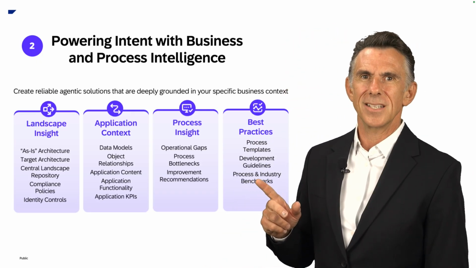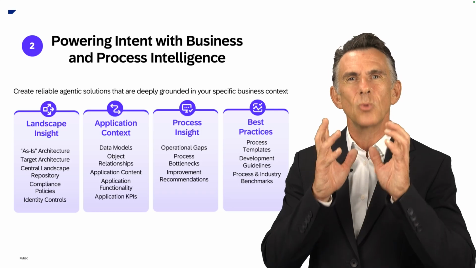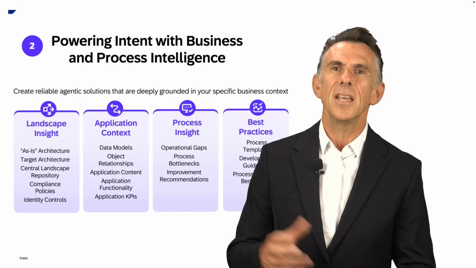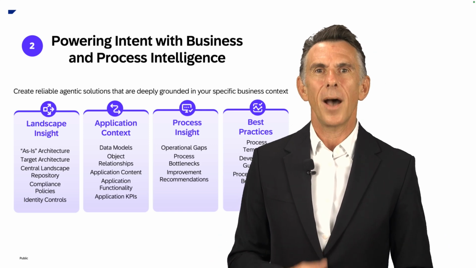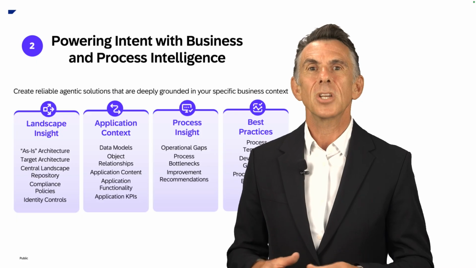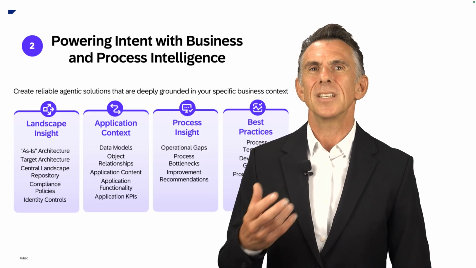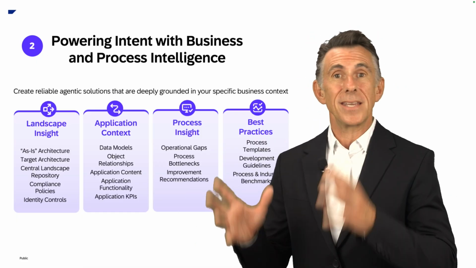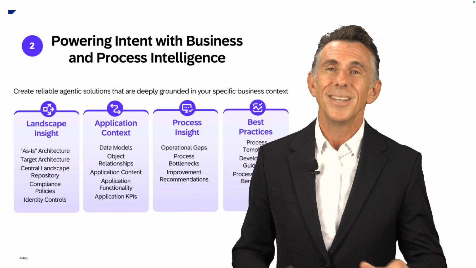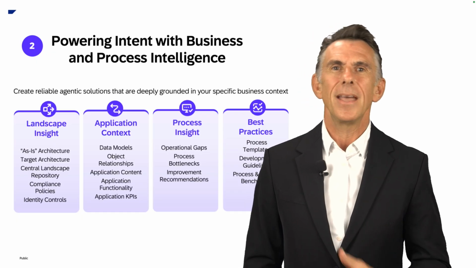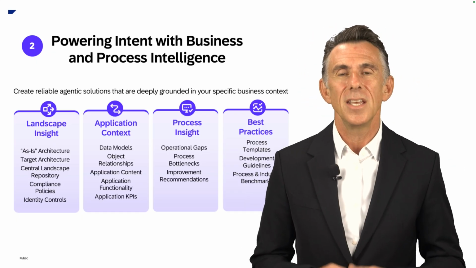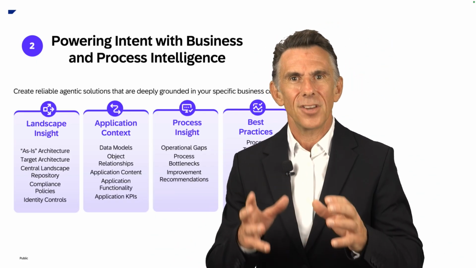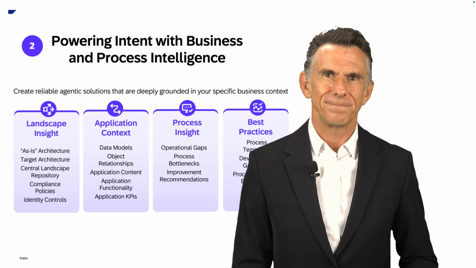Finally, best practices. Joule Studio embeds SAP best practices directly into agent design, from architectural guardrails to security, identity, and compliance standards. Combined with built-in observability, teams can monitor behavior, track value, and continuously improve performance and cost. The key takeaway is intent-based approaches are great, but they're not enough. Joule Studio powers intent with landscape, application, process, and best practice intelligence, so agents are not only fast to build, but also accurate, governed, and trusted at enterprise scale.